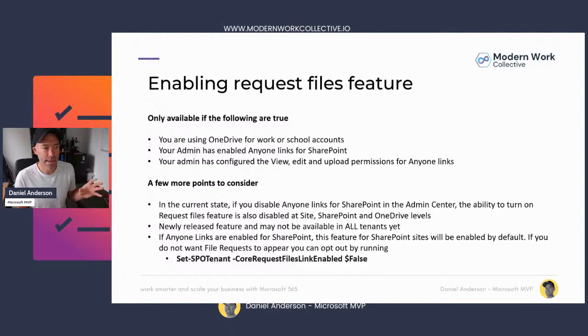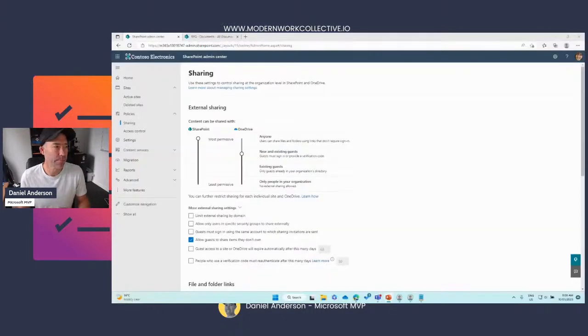So if anyone links are enabled for SharePoint, the feature for SharePoint, and this is an important point, will be enabled by default. If you don't want the file request to appear, you can opt out of this. It does require a little line of PowerShell, the Set-SPOTenant, and the property there is CoreRequestFilesLinkEnabled, true or false. All right, so we can turn that to false, and then we can turn that off if we need to. Okay, that's it. Let's jump in and have a look.